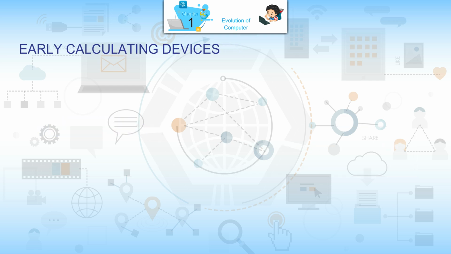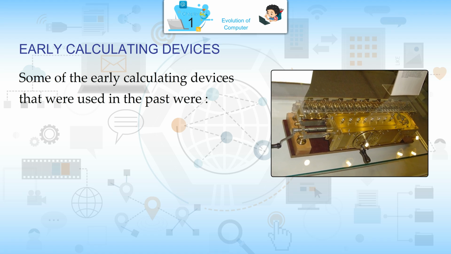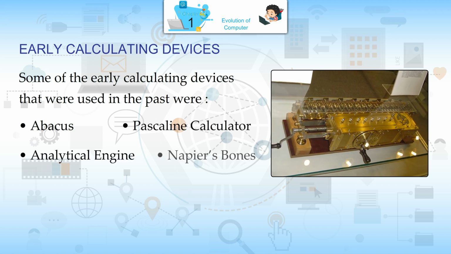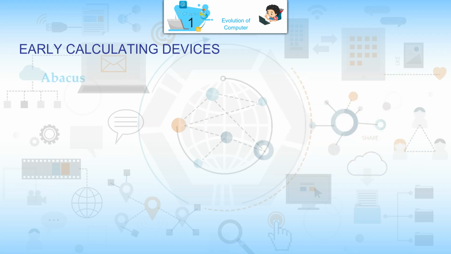Early calculating devices. Some of the early calculating devices that were used were the abacus, Pascaline calculator, analytical engine, Napier's bones, difference engine, and IBM Mark I.